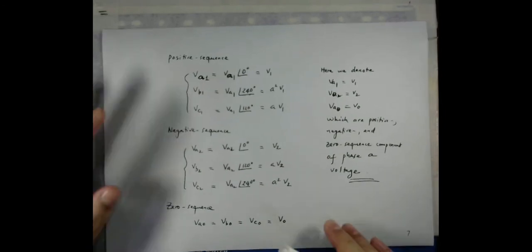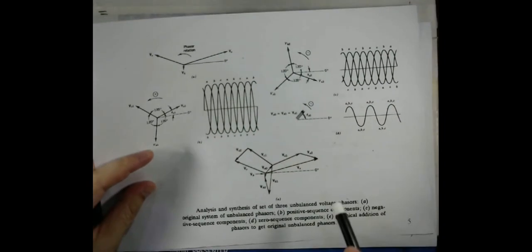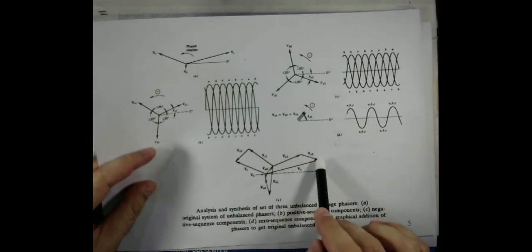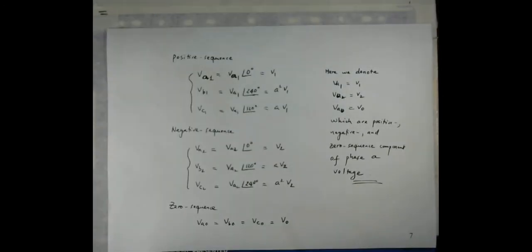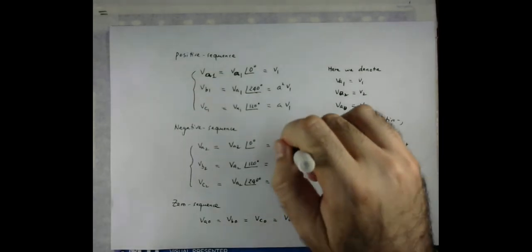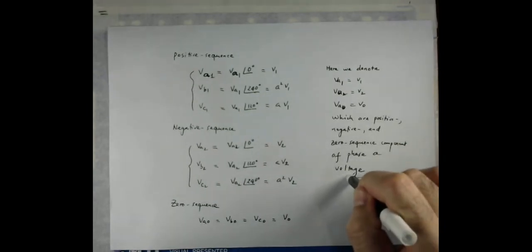Now, as I mentioned before, each phase quantity can be decomposed into three components. VA0, what we now represent in this particular case as V0, VA1, what we call V1, and VA2, what we represent with V2. So now this is the zero, this is the negative, and this is the positive sequence component of phase A voltage. I hope now this should be clear to you. So let me proceed now.